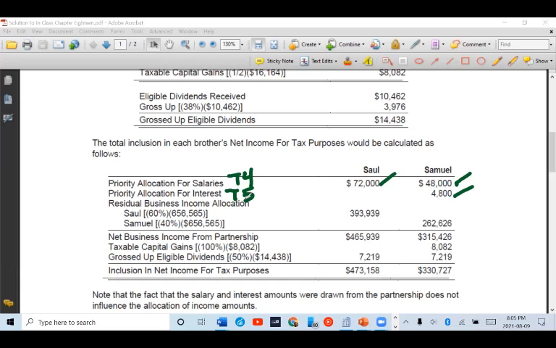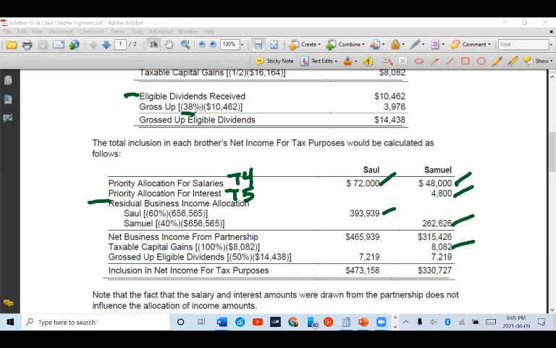Then we've got our residual business income, 60-40 split on the number above. Then capital gains, we agreed that all of the capital gains, this is the taxable amount, will go to Samuel. And then the dividends, we just have to do our gross up. They were eligible dividends, so that's 38%.